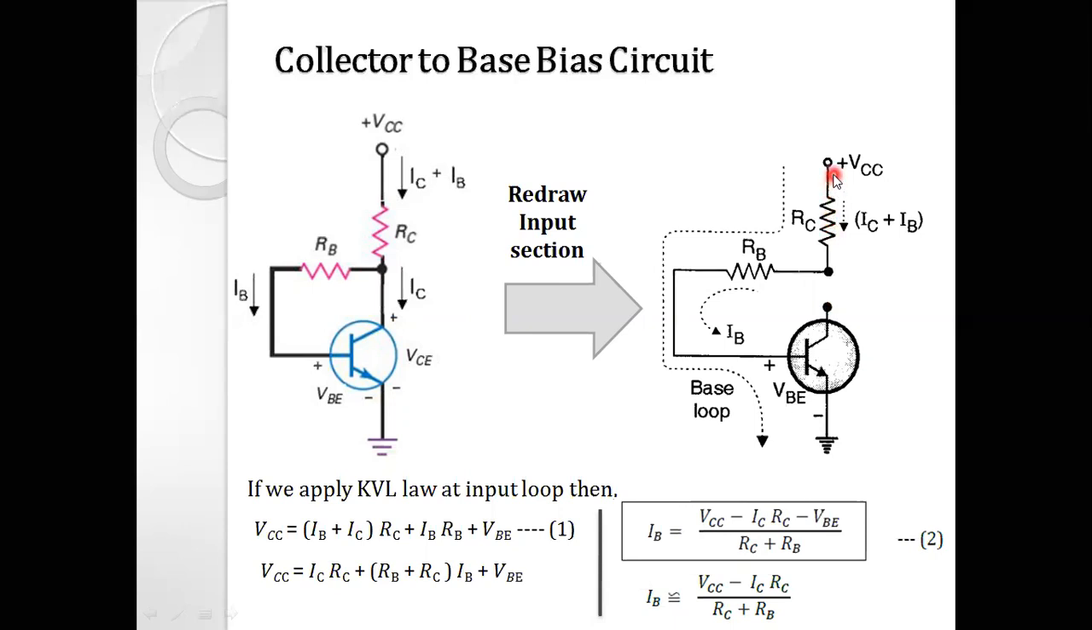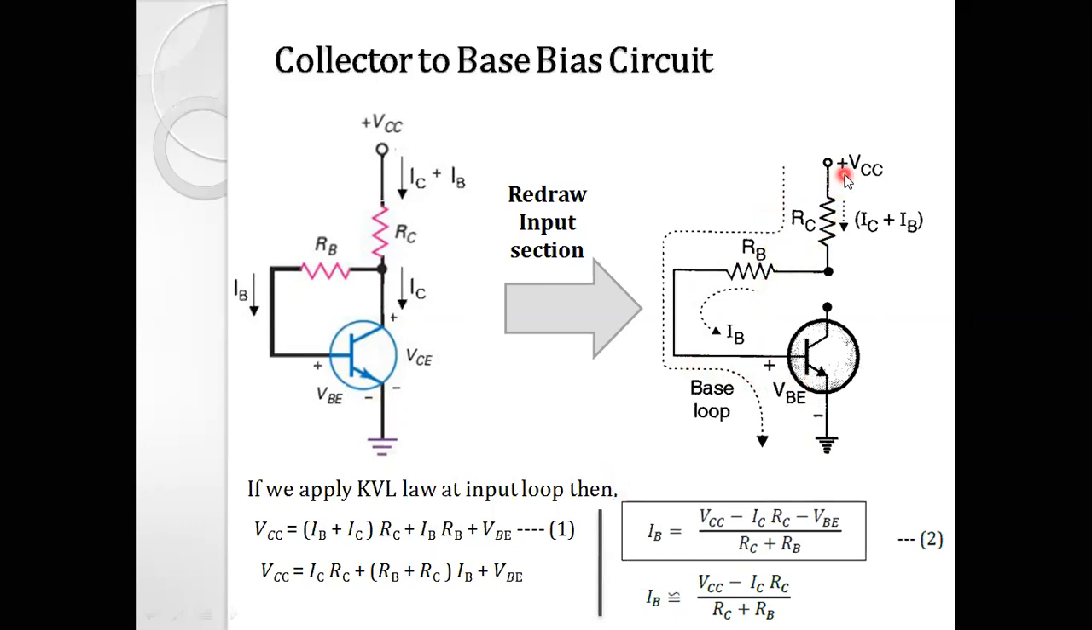So VCC supply is there, then the RC is there, RB is also present, and the base terminal. The direction of the current starts from the VCC, passes through the RC, passes through the RB, passes through this transistor base-emitter junction, and goes to the ground. Once again, let us apply the KVL, that is Kirchhoff's voltage law, at the input side.